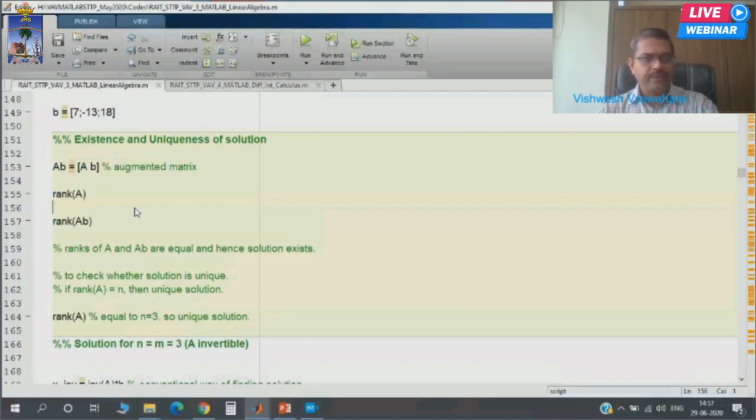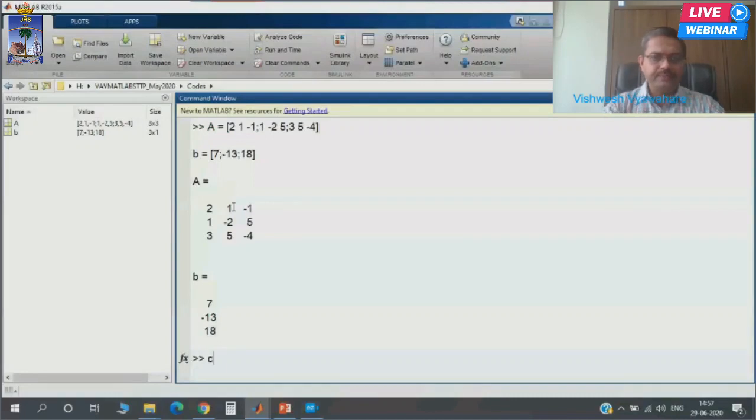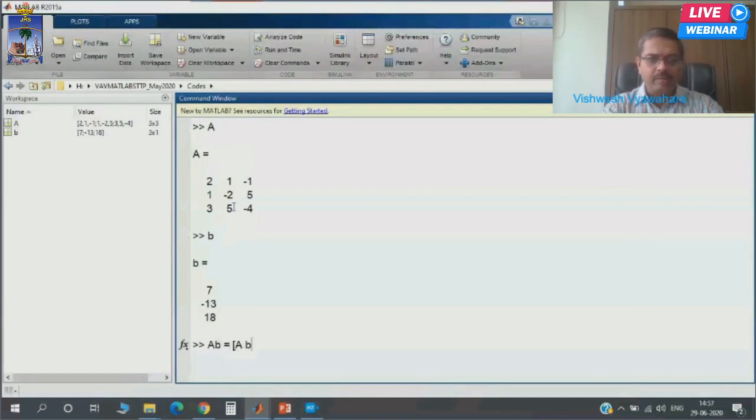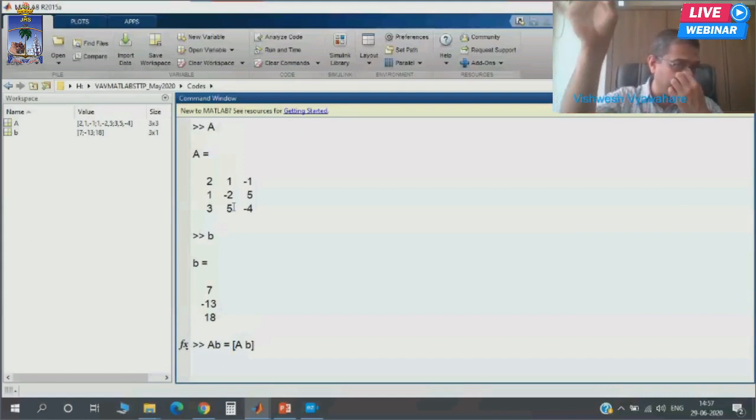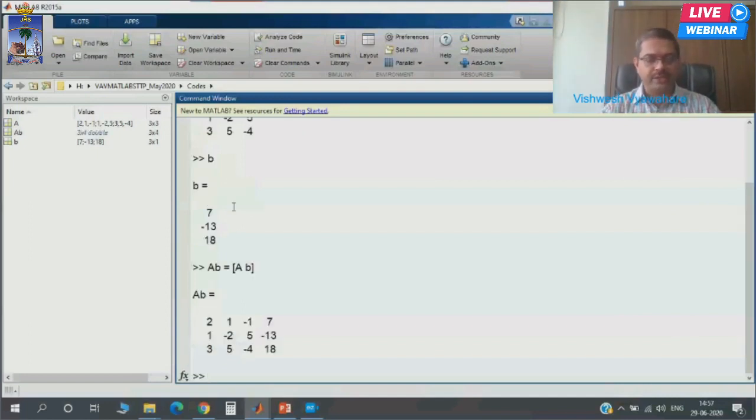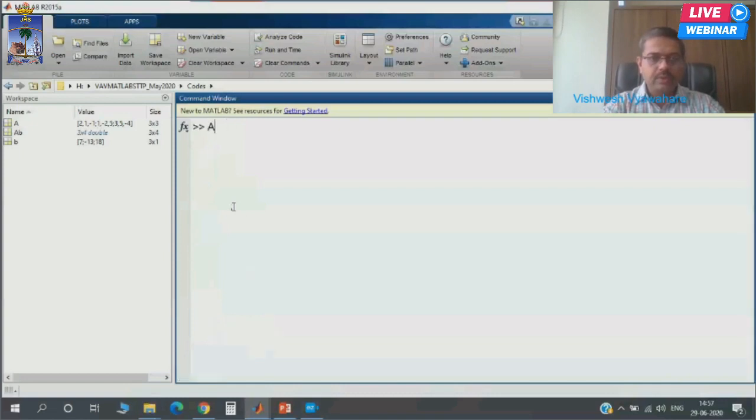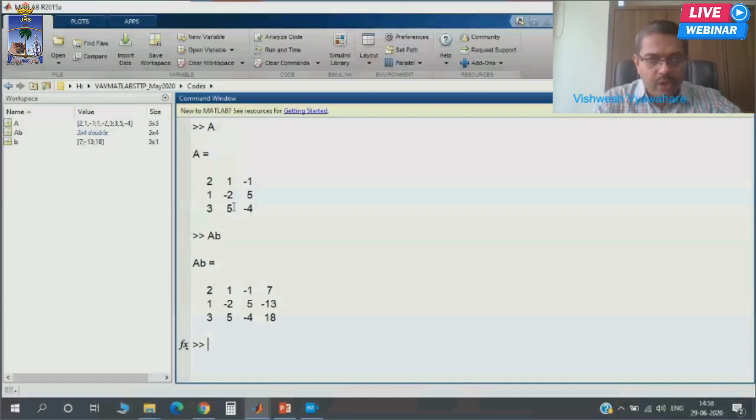Let me do it one by one. Fine. So we have got A, we have got B. Now I will write down AB, which is an augmented matrix. You augment B as the last column of A. So you get this. Now this is A, this is AB. Hope you are with me.